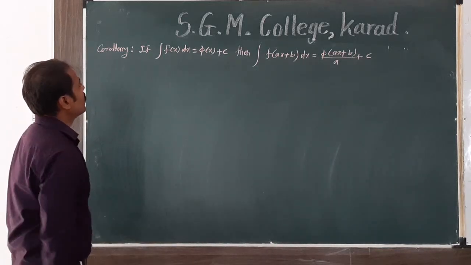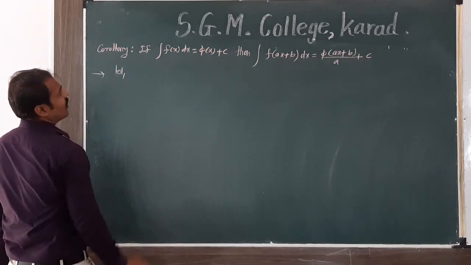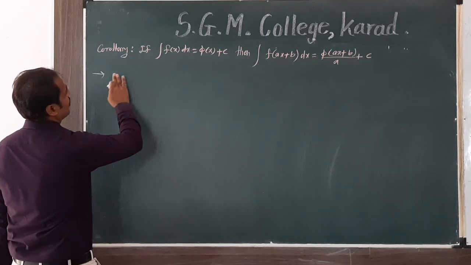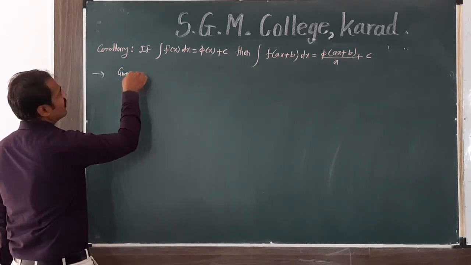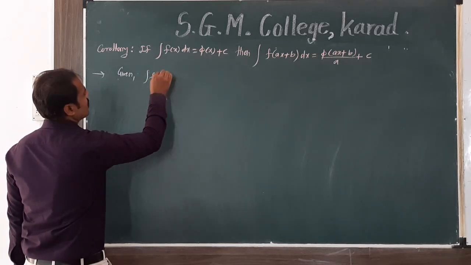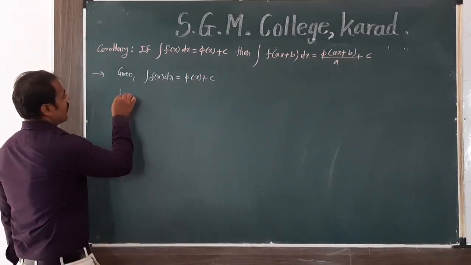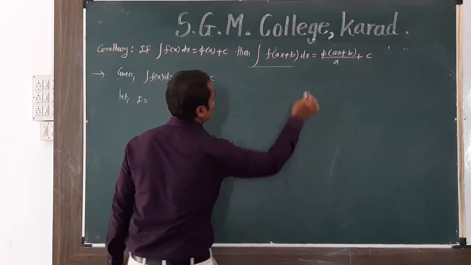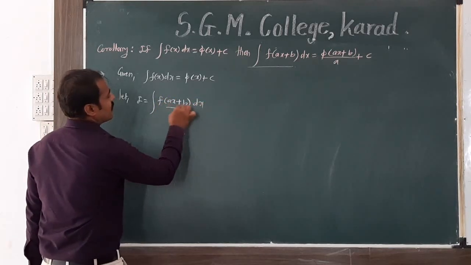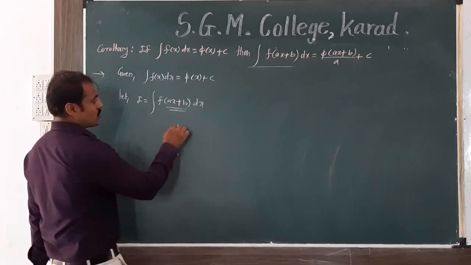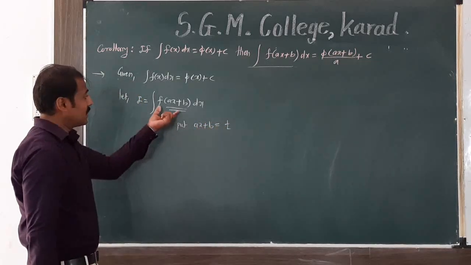Okay, now we prove this corollary by the above theorem. Before starting the proof of this corollary, write given. Okay, given integration of f of x dx is equal to phi of x plus c. Okay, this term is given. Let I is equal to integration of f of ax plus b dx. Here is the linear equation ax plus b. So for that term ax plus b, convert the integration to standard form.